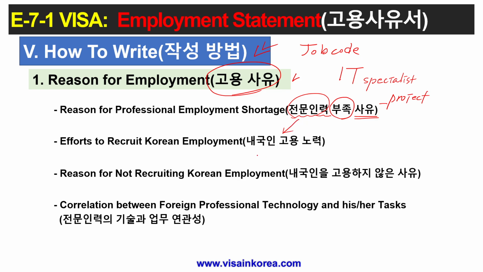그래서 우리가 이 부족한 전문 인력을 위해서 한국인을 고용하려고 노력을 했다. 그래서 잡 포스팅도 했고, 구인 광고도 많이 했다. 그런데 구해지지를 않았다. 내국인을 고용하려고 노력을 했더니 여러 가지 이유들이 있겠죠. 첫 번째는 테크놀로지가 부족하다. 테크놀로지가 어떻게 써야 될까요? 기술력이 부족하다.